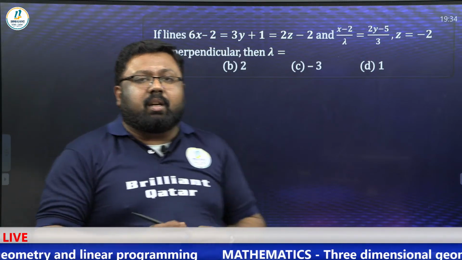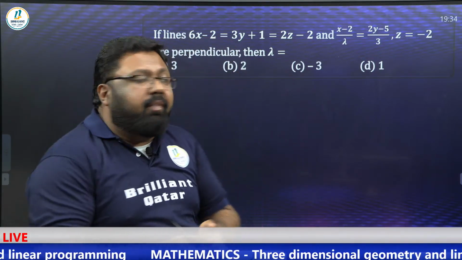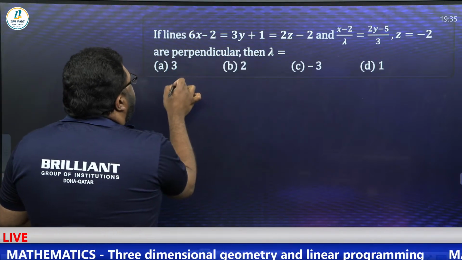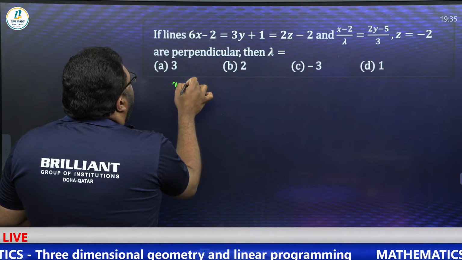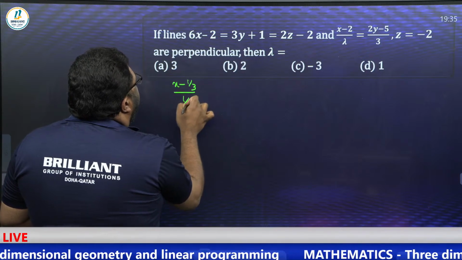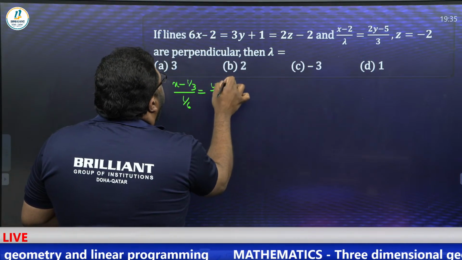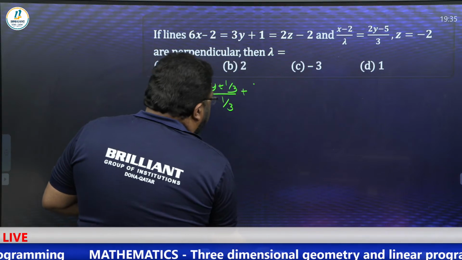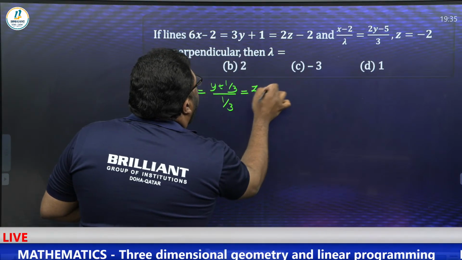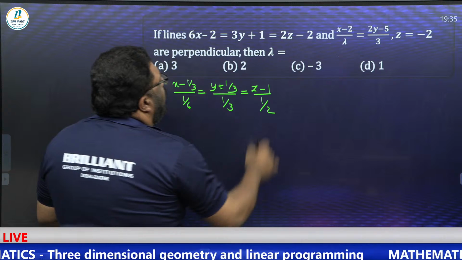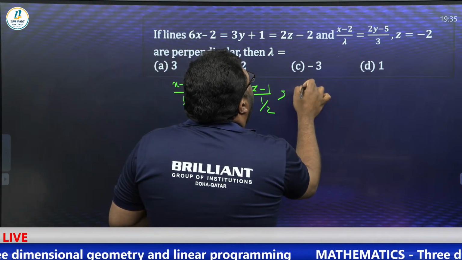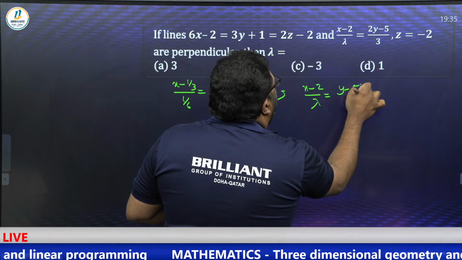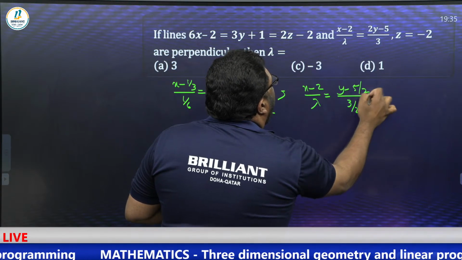We already discussed a question like this. If it is perpendicular, A1, A2, B1, B2, C1, C2, right? So quickly get me the DRs of this. (X minus 1)/(3), (Y plus 1)/(3), (Z minus 1)/(1/2)... wait: X minus 1 by 3 by 1 by 6, Y plus 1 by 3 by 1 by 3 equals Z minus 1 by 1 by 2. And second line, (X minus 2)/lambda, (Y minus 5)/(2 by 3 by 2).